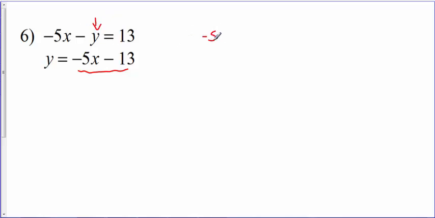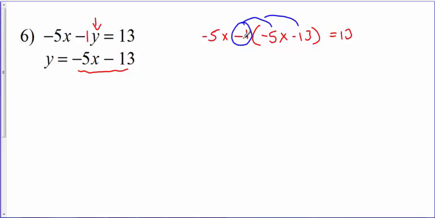So in doing so, we'll have negative 5x minus, I'm going ahead and putting a 1 here. There's a 1 right there, so it's a negative 1. And then we have 5x minus 13, because that's what y is, equals 13. So we'll circle our number that we'll need to distribute through, but we'll bring down first negative 5x. Negative 1 times negative 5x is positive 5x, and negative 1 times 13 is positive 13. Now that's all equal to 13.